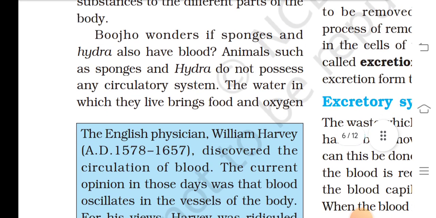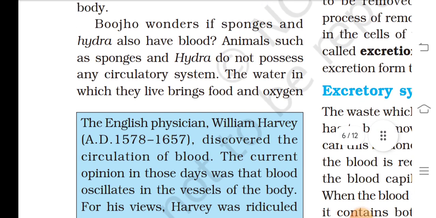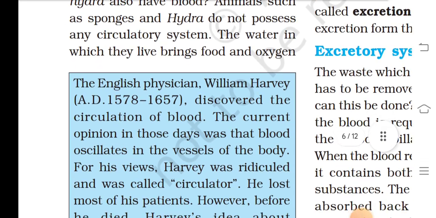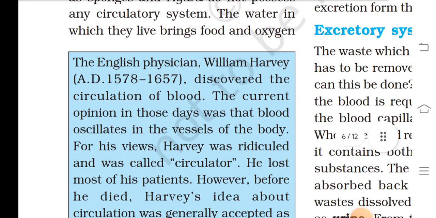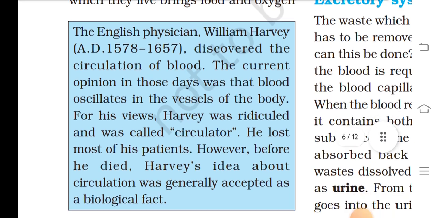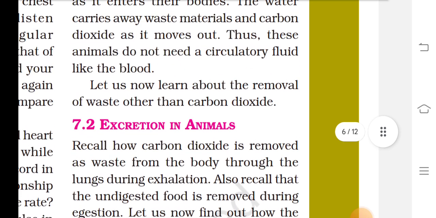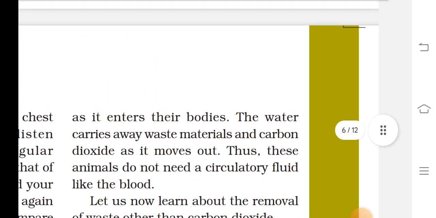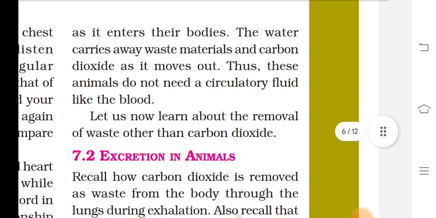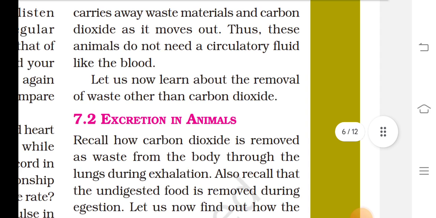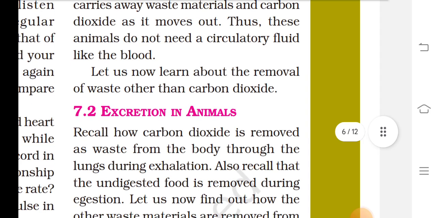Bujo wondered if sponge and hydra also have blood. Animals such as sponge and hydra do not possess any circulatory system. The water in which they live brings food and oxygen. As it enters their bodies, the water carries away waste material, and carbon dioxide moves out. Thus, these animals do not need a circulatory fluid like blood.